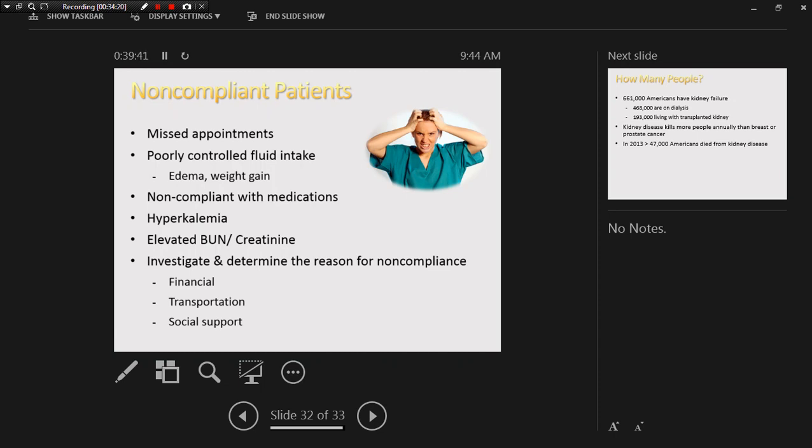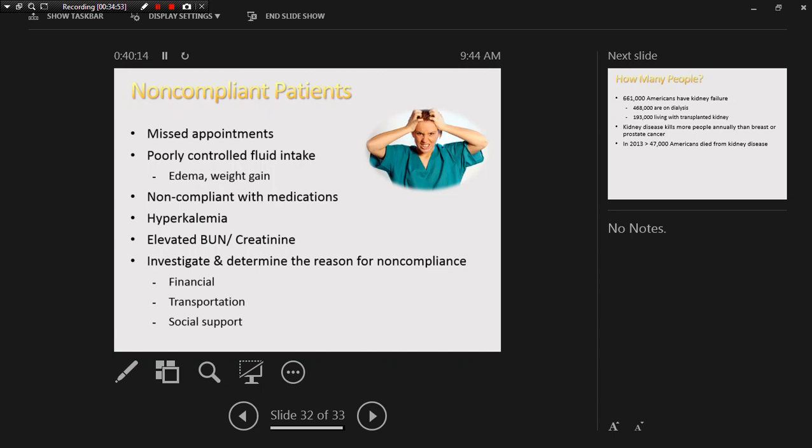They might be non-compliant with their medications. Maybe they can't afford them. They don't like the adverse effects. Sometimes that can affect how dialysis is run or the outcomes. Hyperkalemia, if they're not watching their diet, eating whatever they want, missing dialysis treatments. And then obviously elevated BUN and creatinine, which are toxins, which can alter many things, but other than that, it can lead to encephalopathy, confusion, mental status changes.